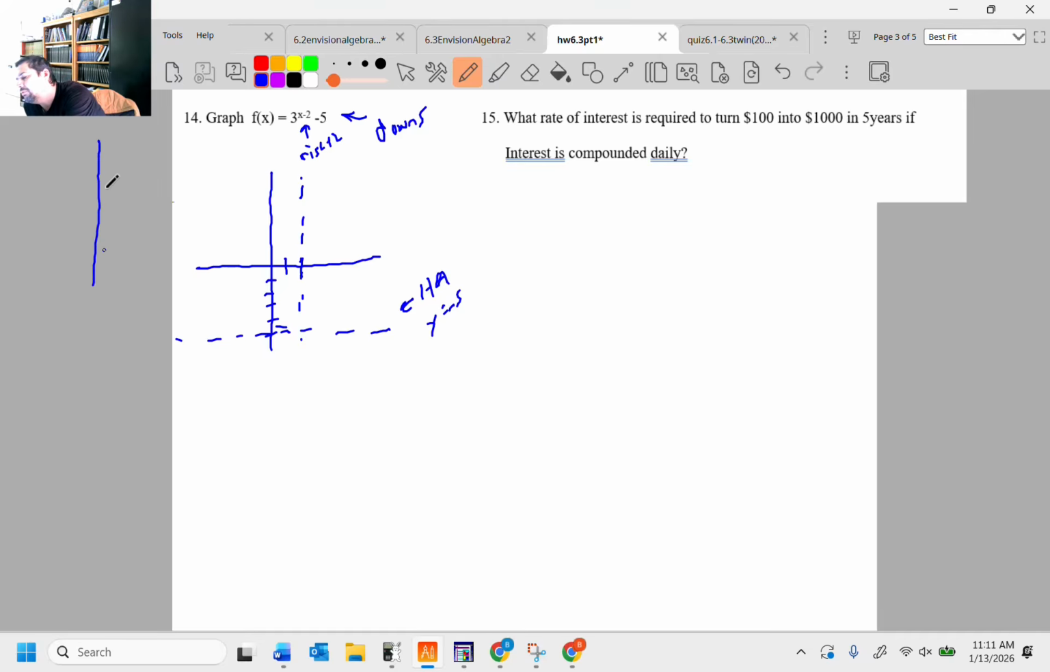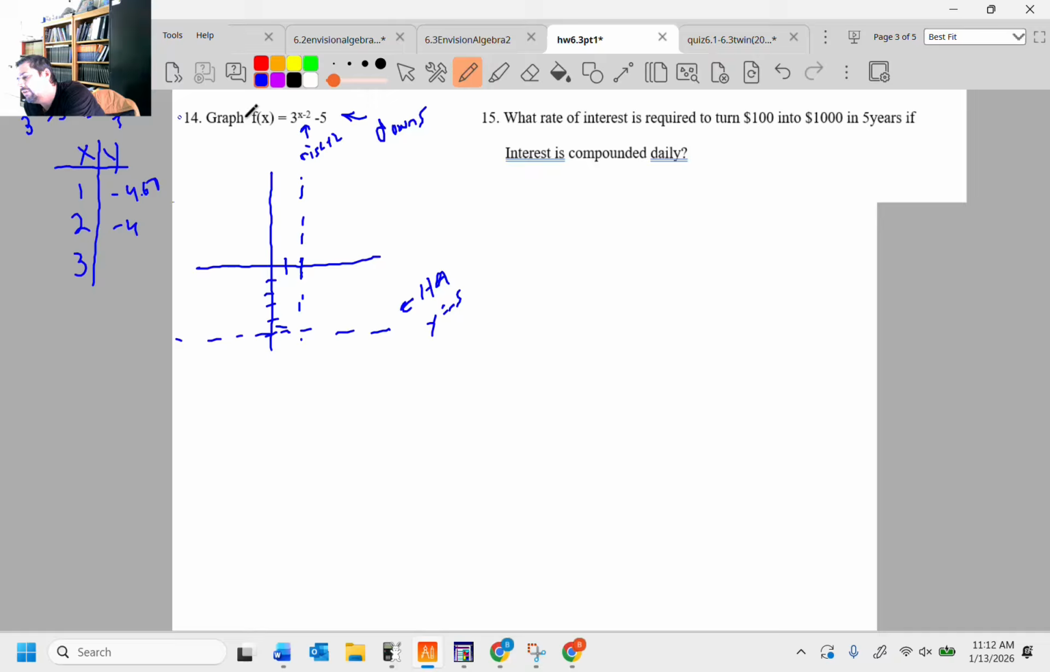I also need a table. Since I went right 2, I center my table at 2. Something less than 2 is 1, something more than 2 is 3. And I plug in. If I put a 2 right here, that becomes a 0. 3 to the 0 is 1. 1 minus 5 is -4. If I put a 1 here, I have 3 to the -1st minus 5. And that is a third because the negative exponent turns into 1 over 3. And that's going to be negative and then minus 5. And a third minus 5 is like -4.67.